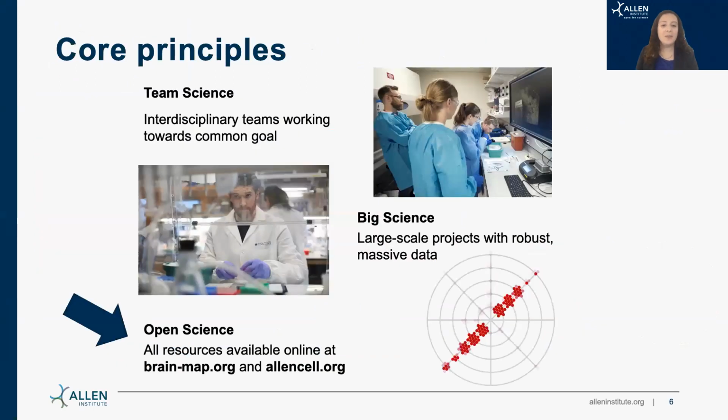So these three core principles are team, big, and open science. Team science means that we work in large interdisciplinary teams that bring many different angles of expertise to a common complex problem. Big science is that we generate these large data sets that have robust, comprehensive data. And the most relevant today is open science, which we share all of our data for you to use in your research or with your students. So you can find our neuroscience data at brain-map.org and our cell biology data at allencell.org.